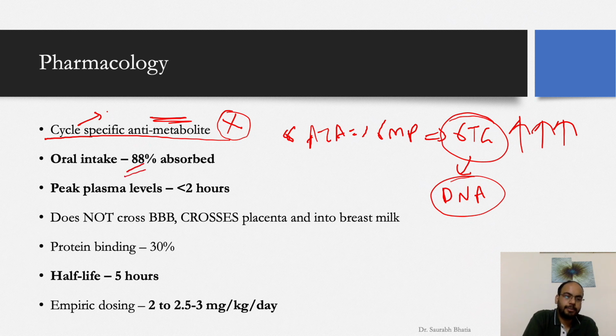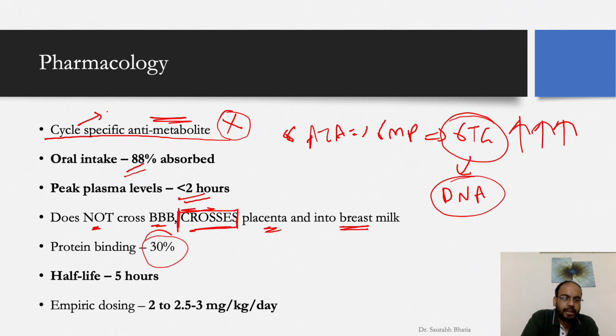88% of the drug is absorbed when taken orally. The peak plasma level occurs within the first 2 hours of oral intake. It does not cross the blood-brain barrier, but an important point to note is that it crosses the placenta and also into the breast milk. So keep that in mind. The use of azathioprine has to be after significant consideration if you're using it in pregnant or lactating females.